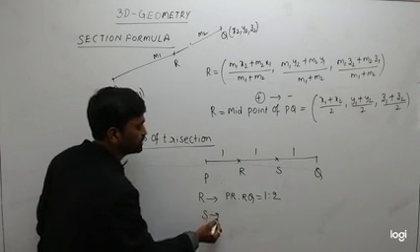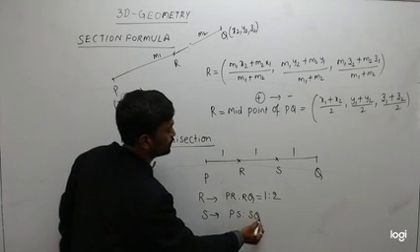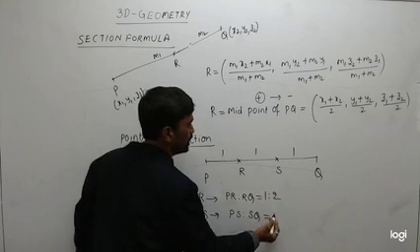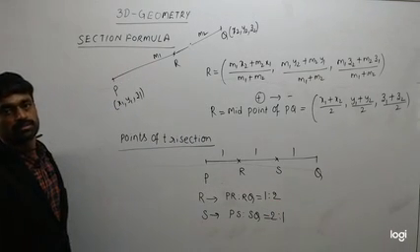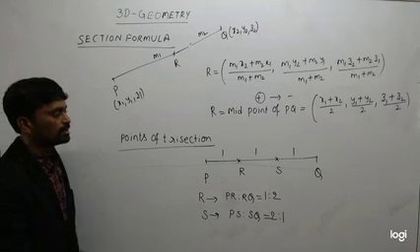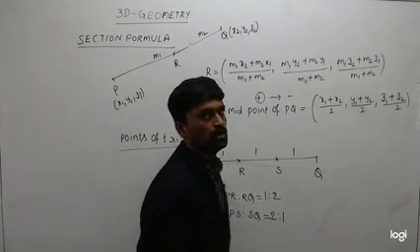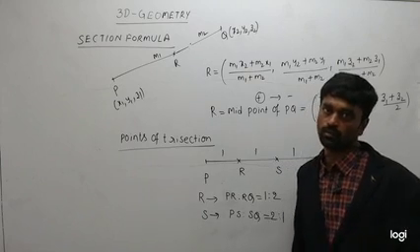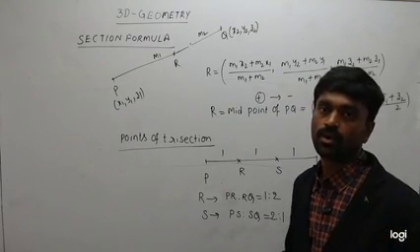S divides PQ in the ratio what? PS is to SQ. Clearly PS is 2 parts and SQ is 1. So what will be the definition? The points which divide the segment PQ in the ratio 1 is to 2 and 2 is to 1, those points are called trisecting points. Okay. Next, the centroid of the triangle.